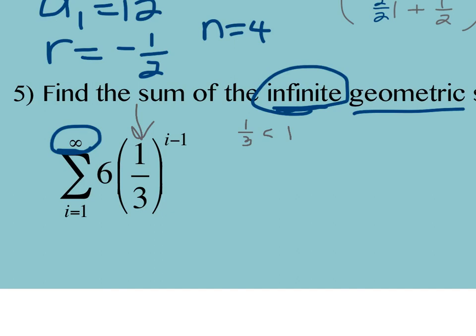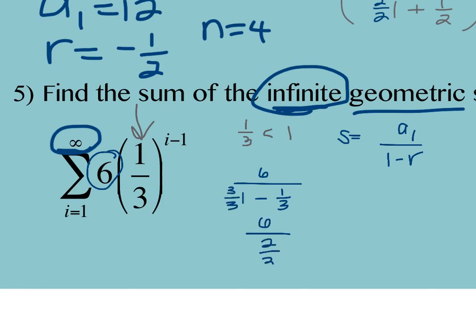And then the equation for the infinite sum is A sub 1 over 1 minus R. So A sub 1 is 6, 1 minus 1/3, I'd get 3/3 minus 1/3, 6 over 2/3, and then keep, change, flip. 2 goes into 6 3 times, and this is 9.